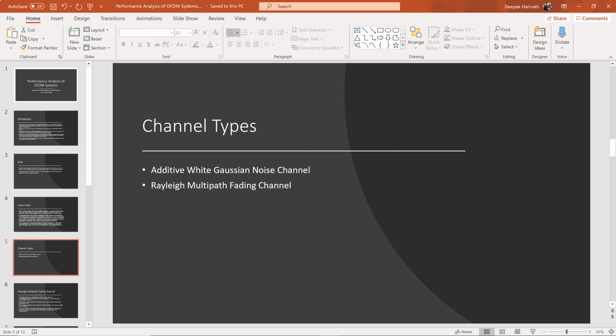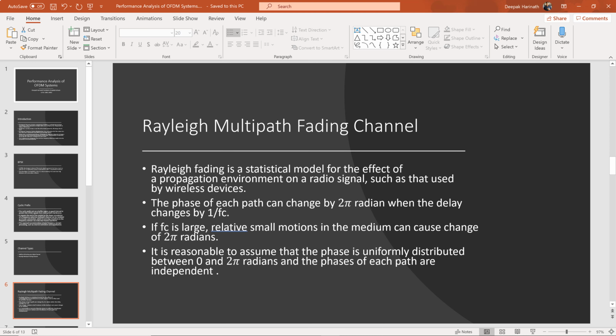Now moving on to the channel types. There are primarily two channel types that have been used for performance analysis in this project. The first one is the additive white Gaussian noise channel, and the second one is the Rayleigh multipath fading channel. Now let's talk about the channels in detail.